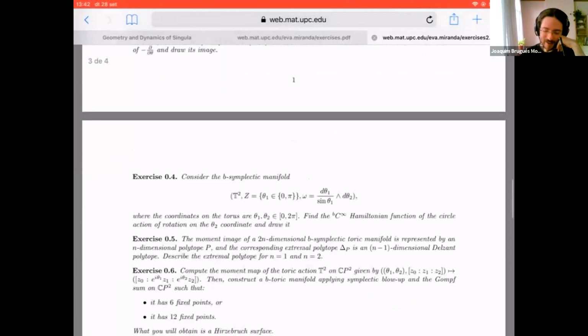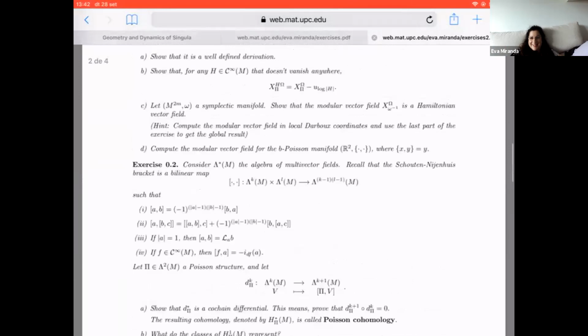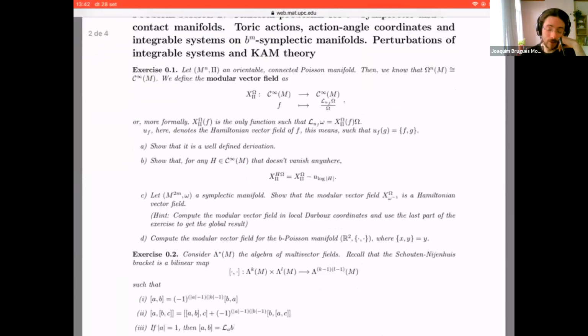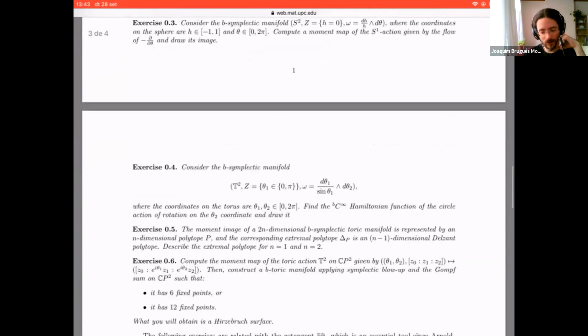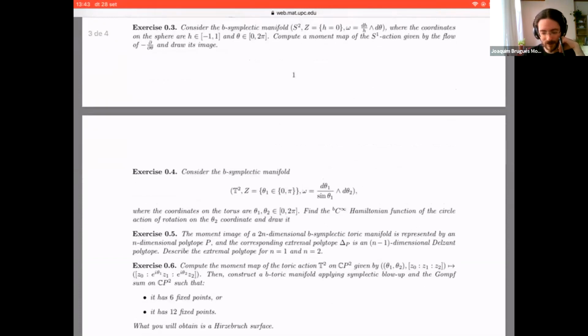So our original plan was to start with the modular vector field exercise. I will do it fully, and then I will leave it to Pau to work on the exercises on moment maps and so on. But maybe, Pau, what do you think? Maybe you should take it from here, and if we have more time in the end, I can talk about modular vector fields if people are interested. What do you think? I think maybe it's a good idea.